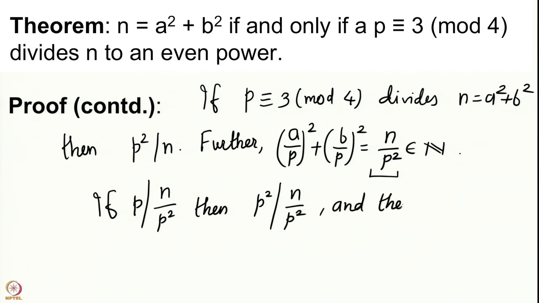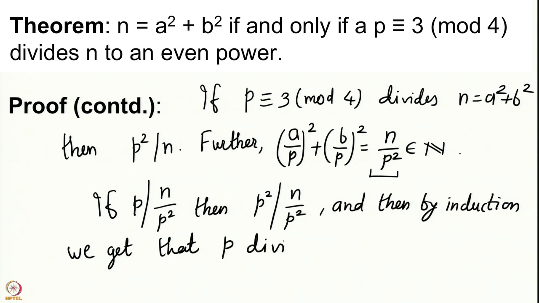And then by induction, we get that p divides n to an even power. We are reducing the numbers that are represented by a square plus b square in each step. If p divides n, we have p square dividing n. So, we will look at n by p square. If p divides this number, then p square should divide this number. So, we will look at n by p power 4. These numbers are slowly reducing, and ultimately p will stop dividing these numbers, and therefore we will have that p power 2r divides n. This is done for every prime p congruent to 3 mod 4, and therefore we have that whenever n is a sum of 2 squares, then a prime p congruent to 3 mod 4 will divide n only with an even power.